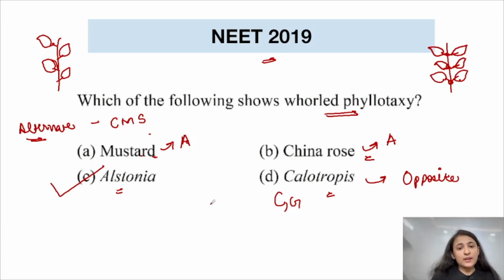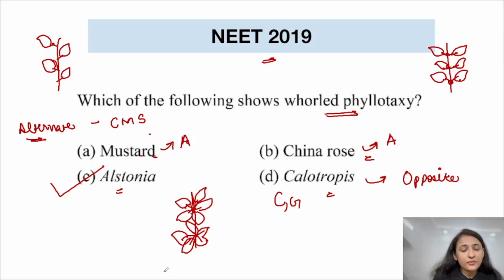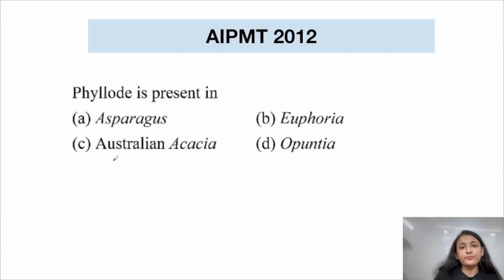In whorled phyllotaxy, what happens is, at each node, more than two leaves are present. A whorl of leaf is present at each node like this. A ring or whorl of leaves is present at each node like this here also. So at each node, these whorls of leaves will be present. This kind of phyllotaxy or leaf arrangement is known as the whorled phyllotaxy. Okay, so the correct answer is option number C.